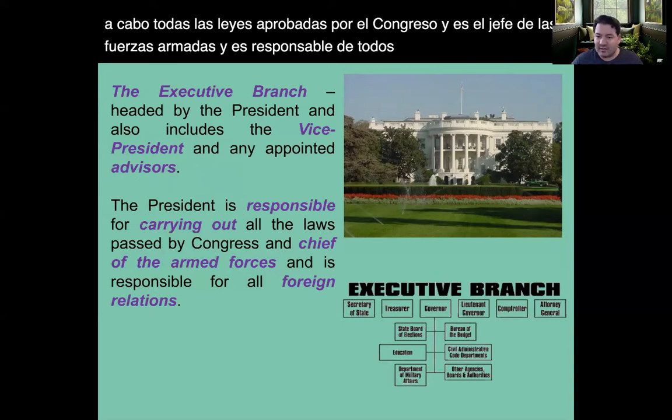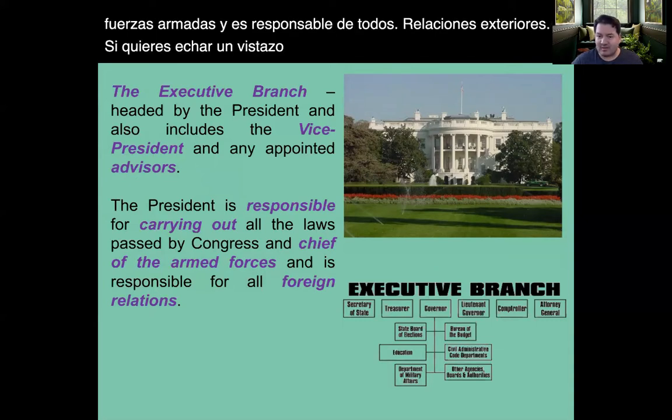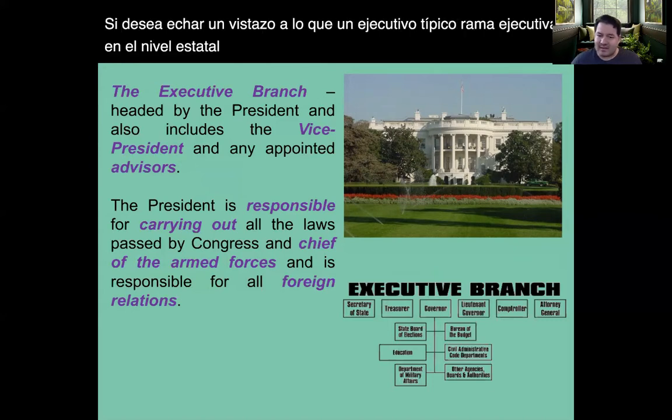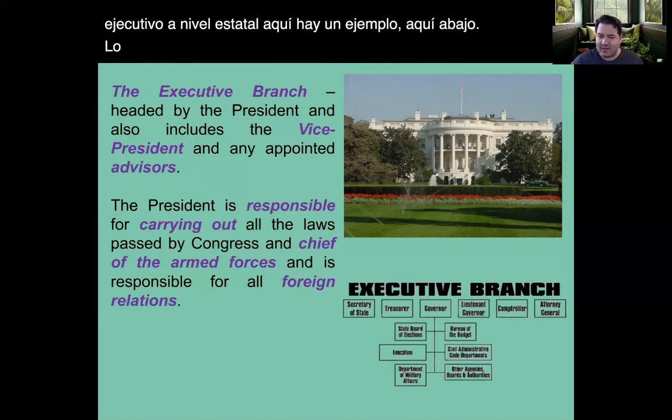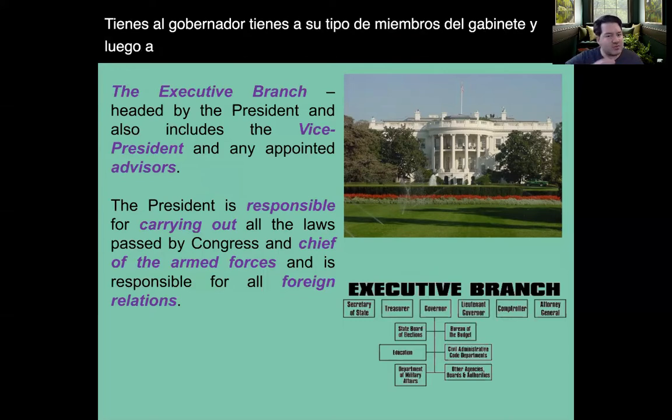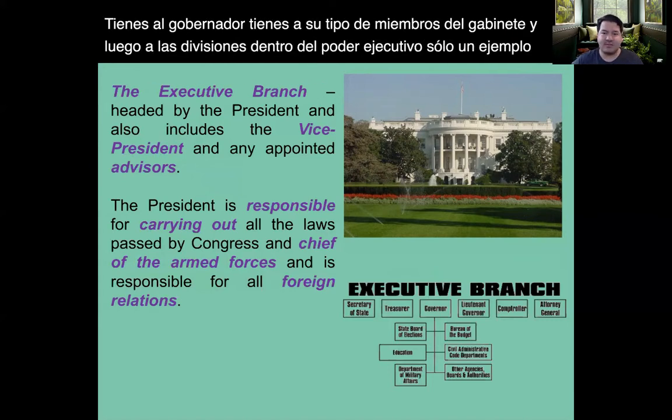If you want to take a look at what a typical executive branch on the state level looks like, here's an example right here below. You have the governor, you have the members of his cabinet, and then the divisions within the executive branch. Just an example of looking at it at a state level as well.